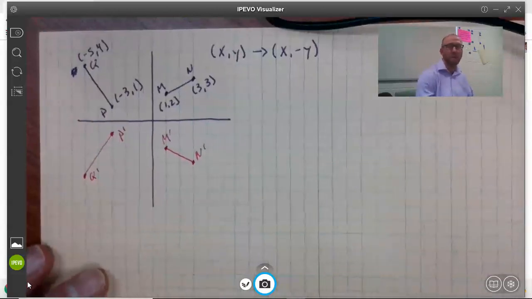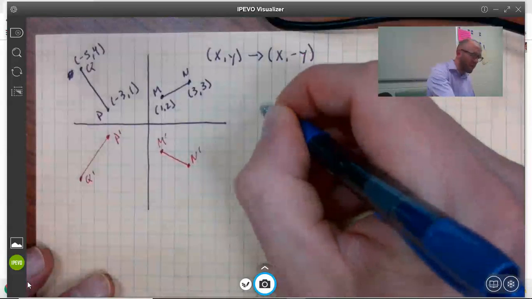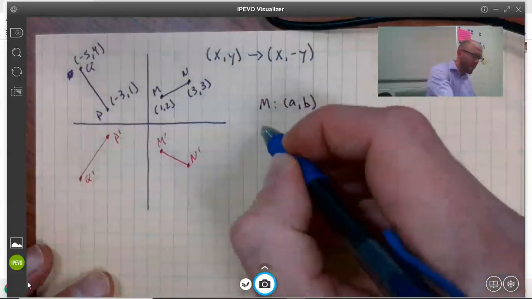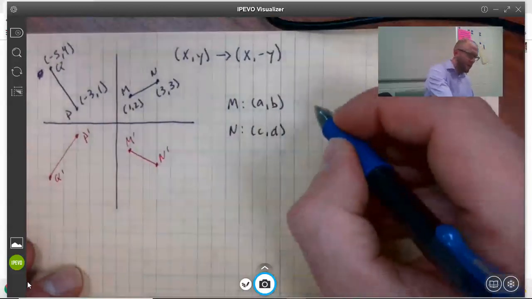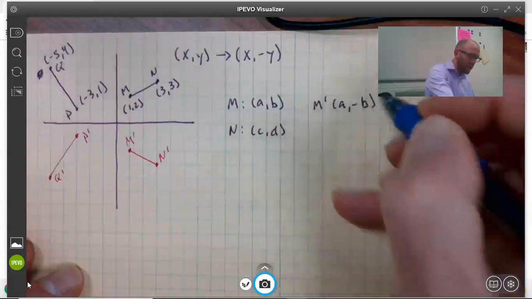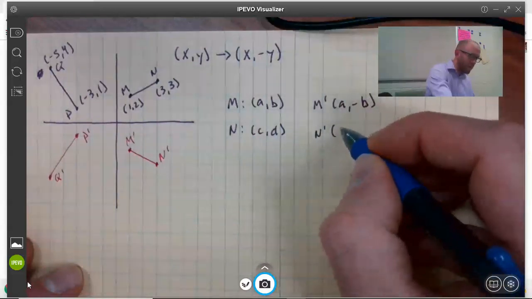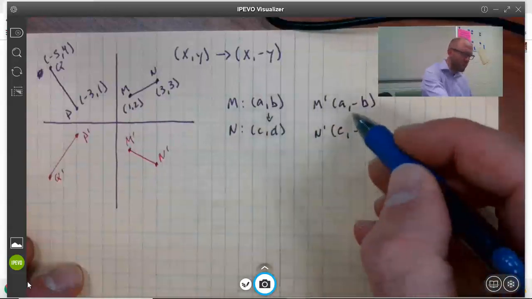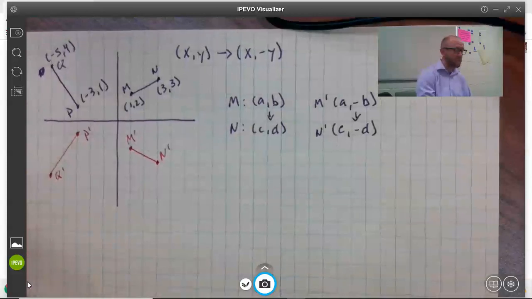So what we're going to do is come up with a generic segment. We're going to have M be the point A, B, and N be the point C, D, and then M prime will be A, negative B, and N prime will be C, negative D. And we're just going to show that the distance between these two points is the same as the distance between these two points. What is the distance between these two points? Well, we're just going to use our distance formula.